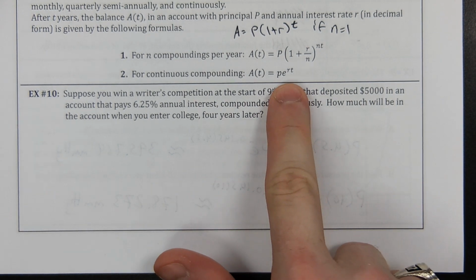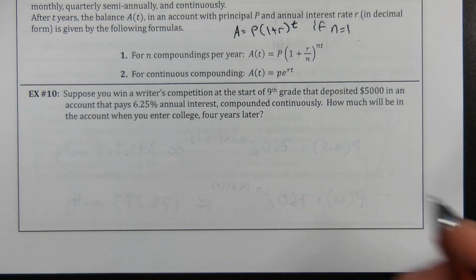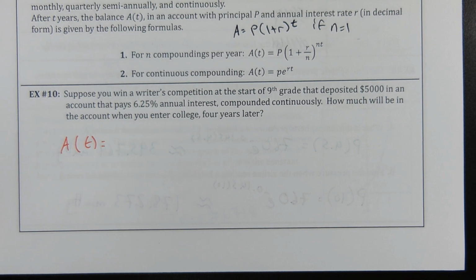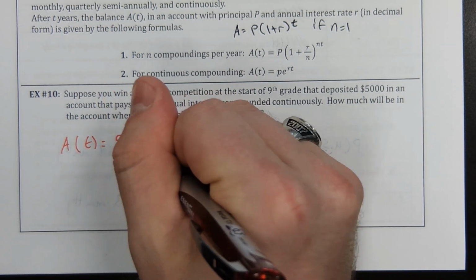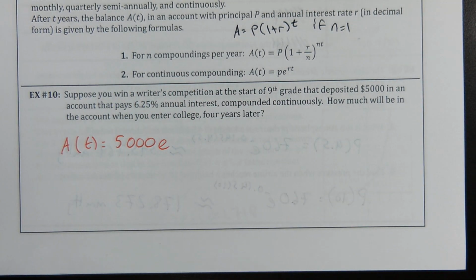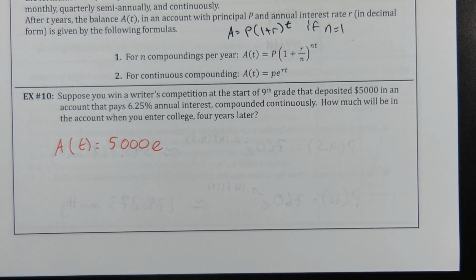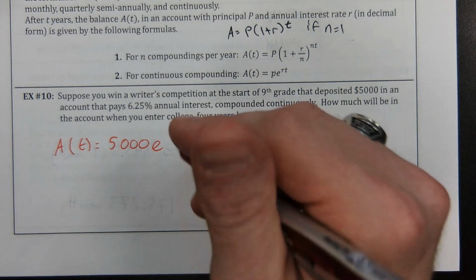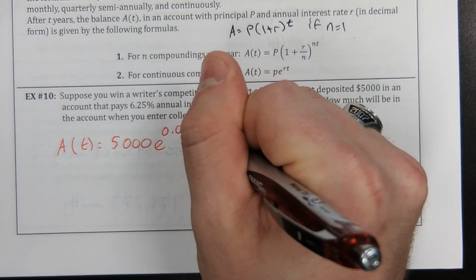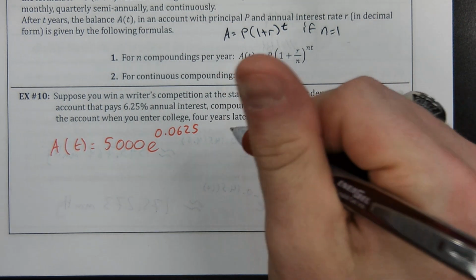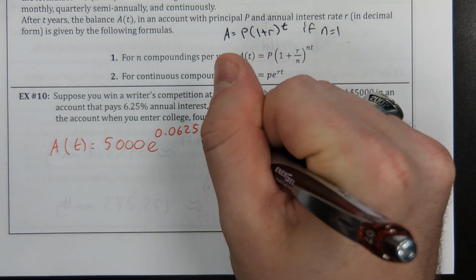All you have to do is fill out the formula. So here you go. A of t is your initial amount, 5,000, times e raised to the growth. So is r positive or negative? Positive. And what am I going to write for r? 0.0625. You never use the percentage. Times t. And our t is 4.